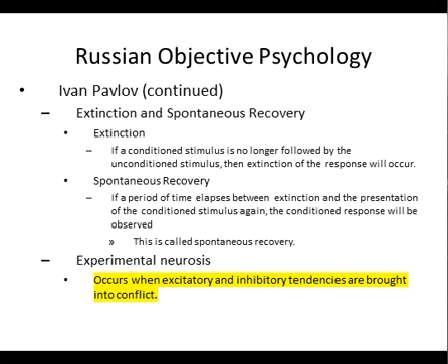Then we have the idea of experimental neurosis. It occurs when excitatory and inhibitory tendencies are brought into conflict. Basically, think of the idea that you're conditioning some organism to two opposed types of things in a way. One will sort of excite and one will inhibit, they come into conflict with each other, and that can cause experimental neurosis.